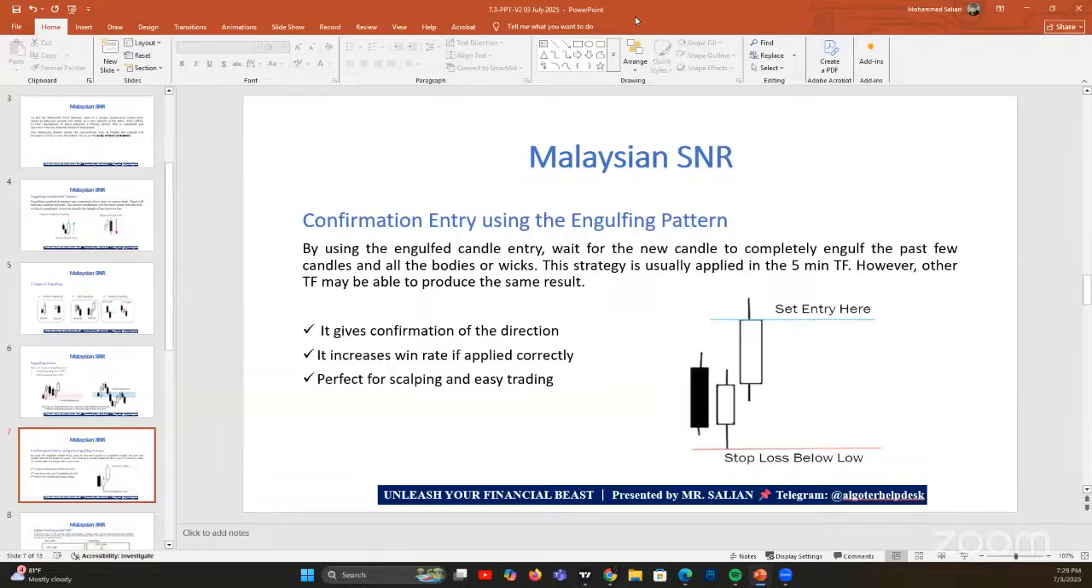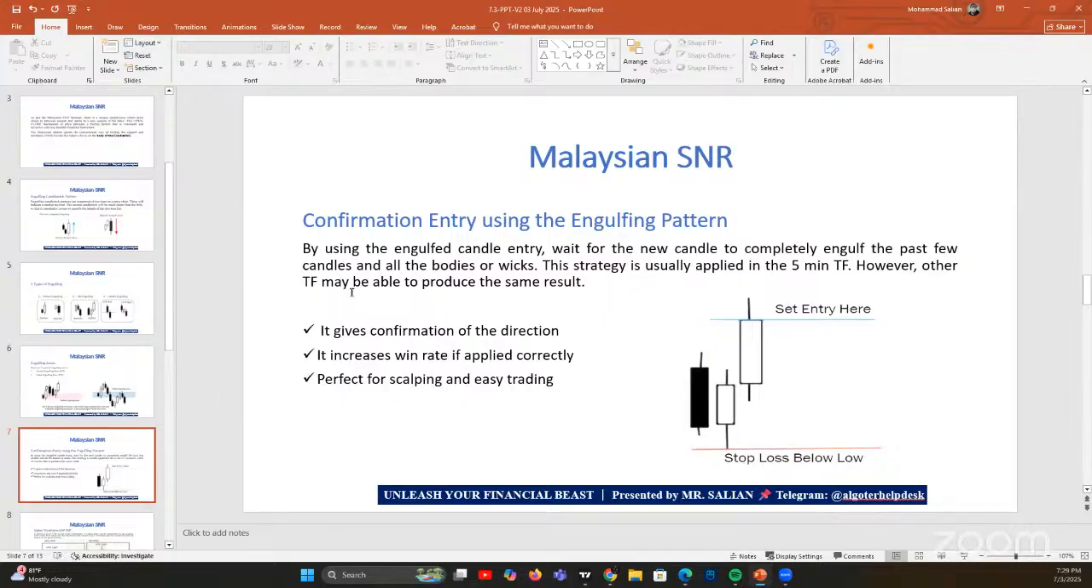Now the confirmation entry using the engulfing pattern. By using the engulf candle entry, wait for the new candle to completely engulf the past few candles and all the bodies or wicks. This strategy is usually applied in the 5-minute time frame. You can use that engulfing pattern as your confirmation in the 5-minute time frame to scalp, because who knows? We can all be scalpers. I was also a scalper. Even to this day, if I see some opportunity, I scalp.